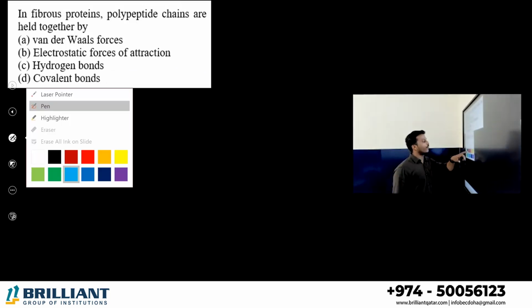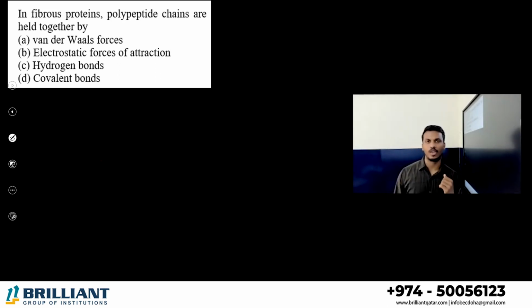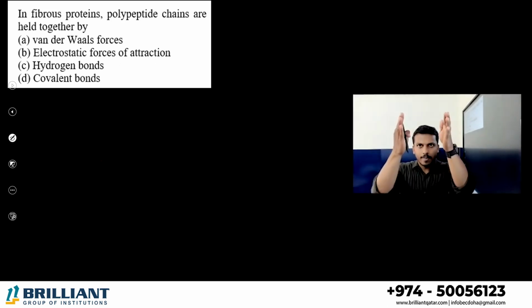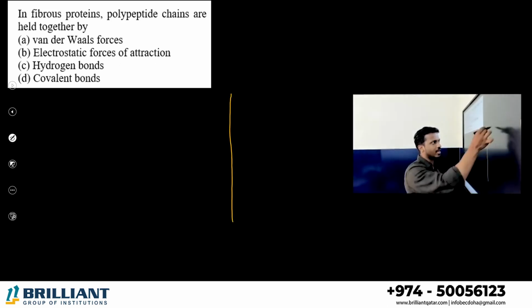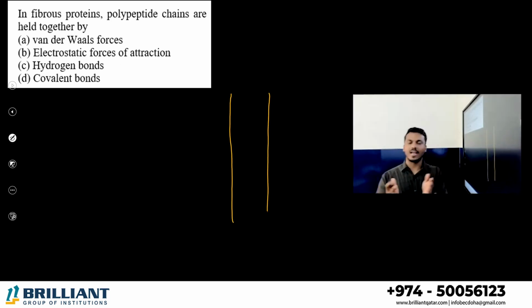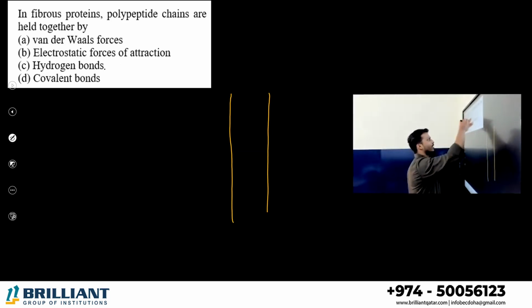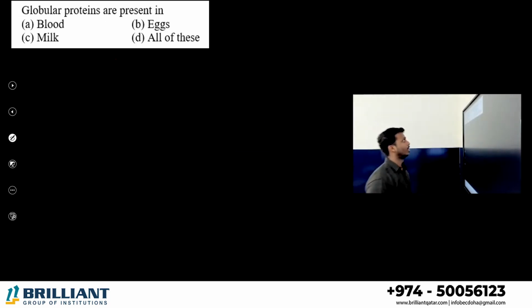Next one. In fibrous protein, polypeptide chains are held together by. There is a simple definition given in the textbook. In fibrous protein, the polypeptide chains are running parallel and they are held together by strong hydrogen bonding. Therefore they are a little stiff and insoluble in water. So hydrogen bond is the bond between fibrous protein polypeptide chains.